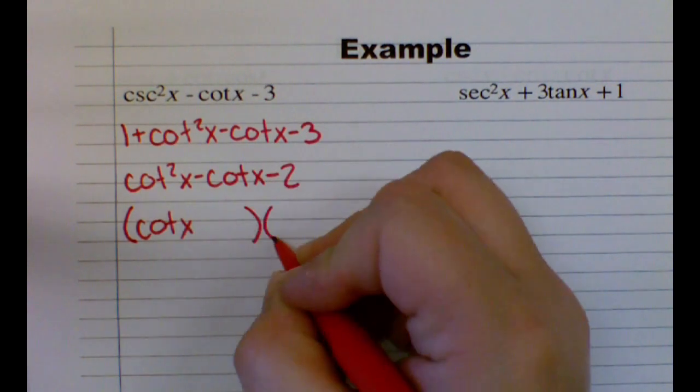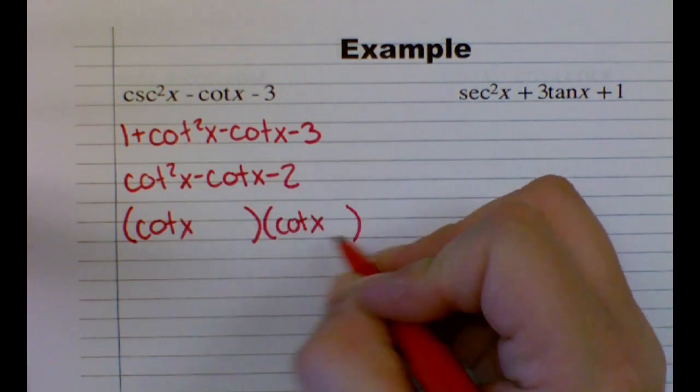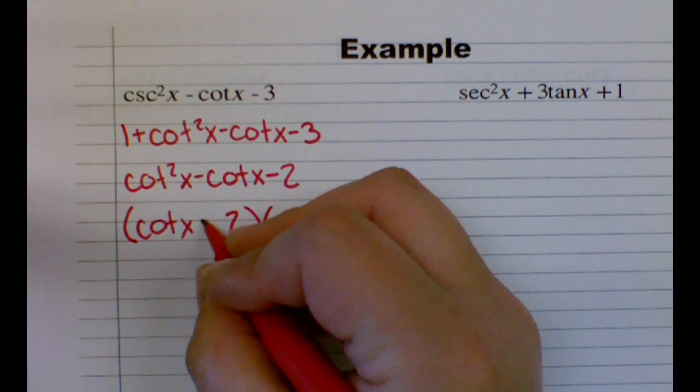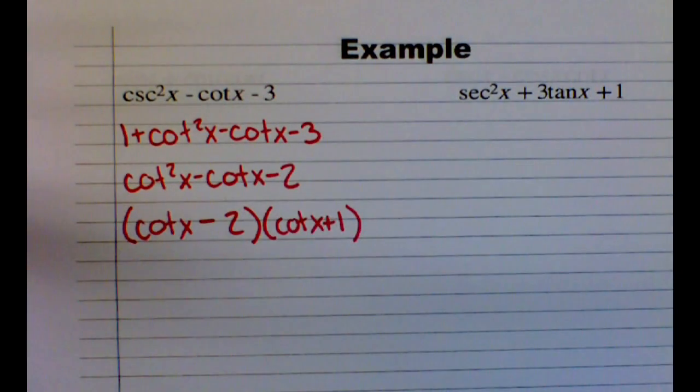Cotangent of x and cotangent of x. To get 2, I need 2 and 1. It's minus 2 plus 1. Same thing with this next one.